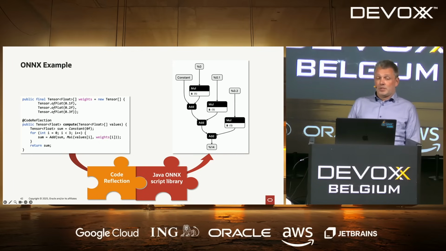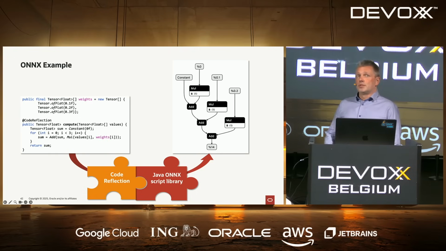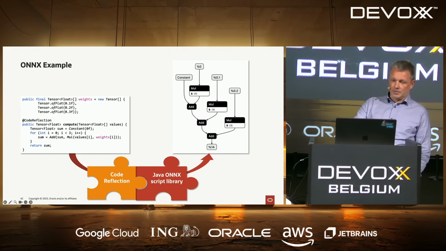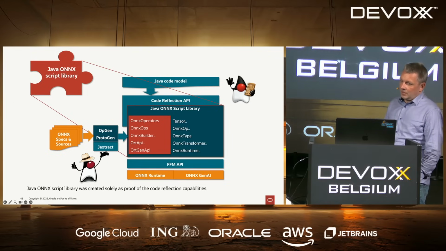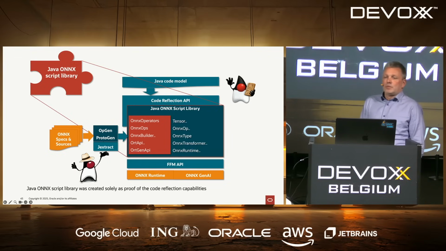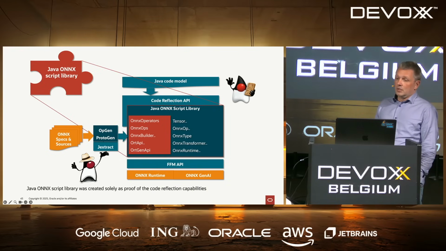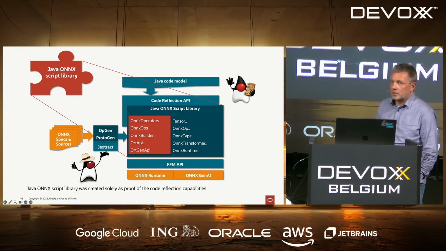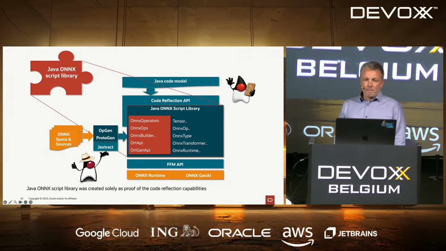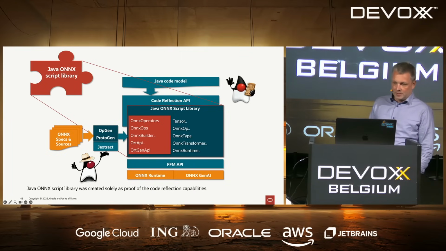Now let's step aside for a while and explain what the Java ONNX script library is. ONNX represents for Java developers two challenges. ONNX is a binary file format that we need to generate, and ONNX runtime is an external native library we need to communicate with, to operate, to execute. So the Java ONNX script library is a product of a case study where we try to face both challenges.